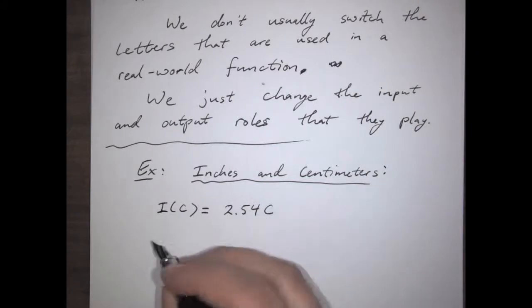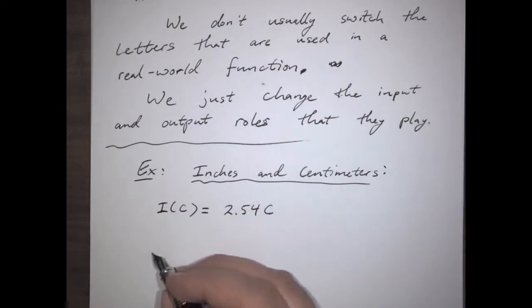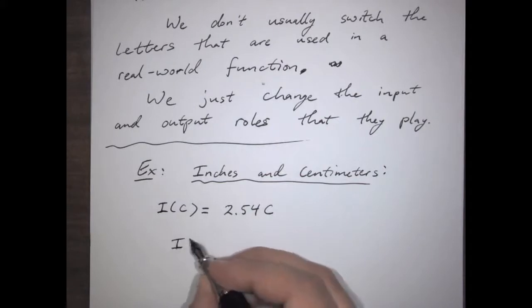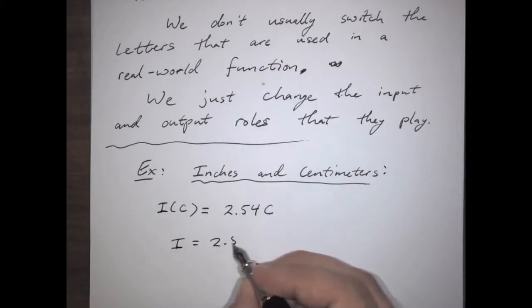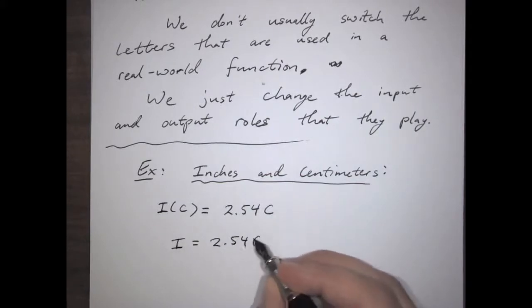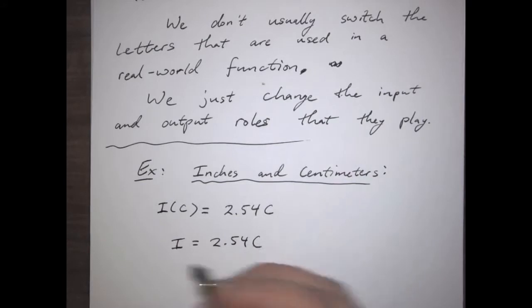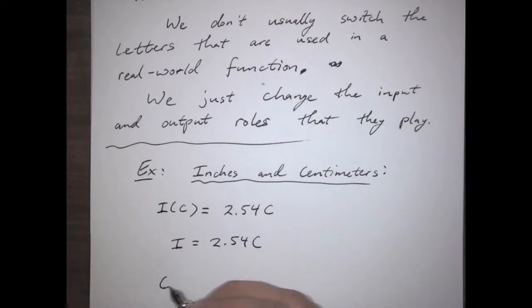Now, then the inverse function would be, so if I write it like I equals 2.54 C, I would just solve this now for the C and get C as a function of I. So then C would equal I divided by 2.54. And so then that means the inverse function here, C of I, is equal to I divided by 2.54.